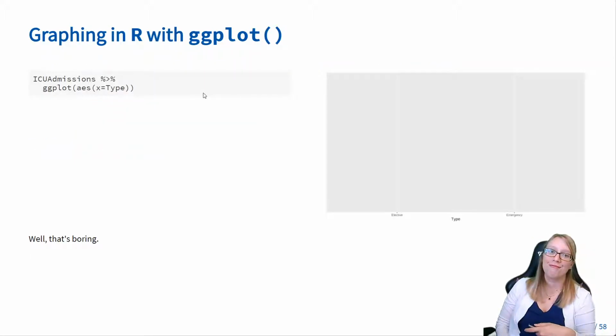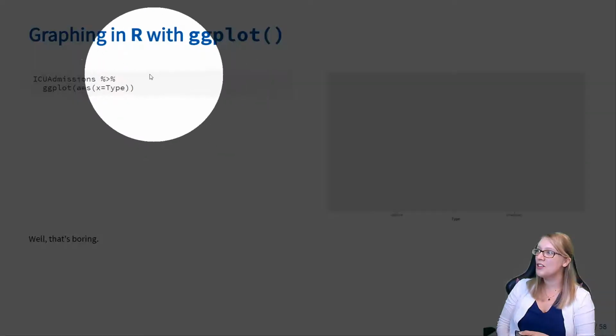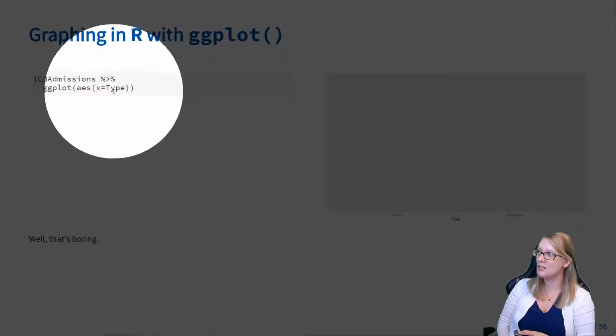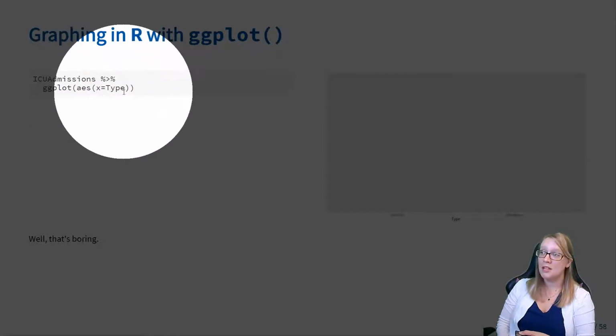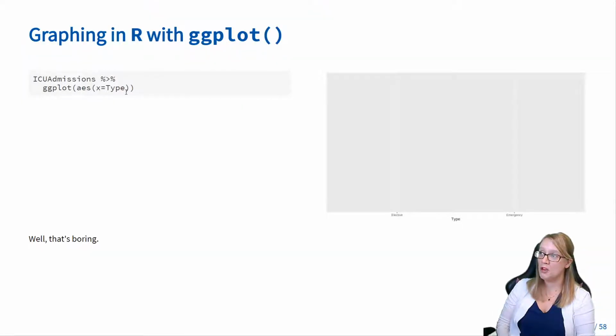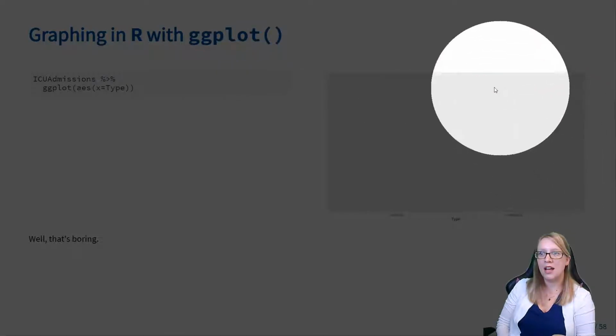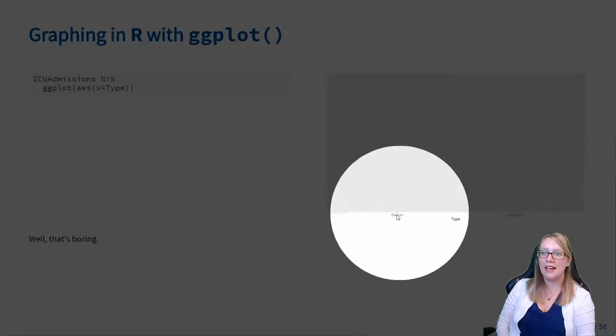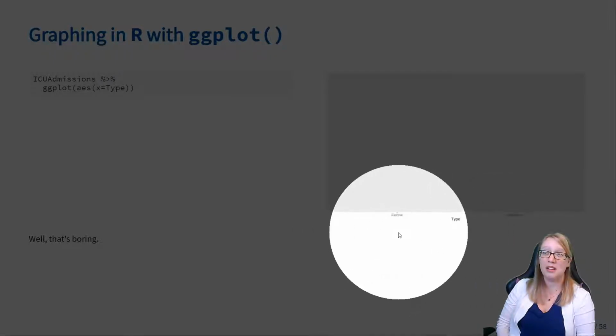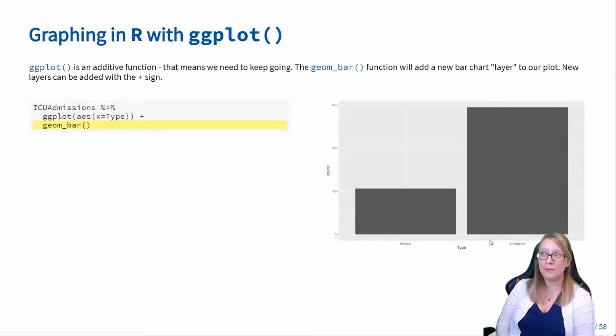So the first plot we'll build is pretty boring. So let's take the ICU admissions data set and just pipe it into the ggplot function. I want to plot this type, so the admission type, whether it was elective or emergency. Turns out this ggplot function on its own doesn't do anything. What we've done here on the right is just defined the plotting area. So we've built a gray box with type on the x-axis. There are two kinds of type, elective and emergency.